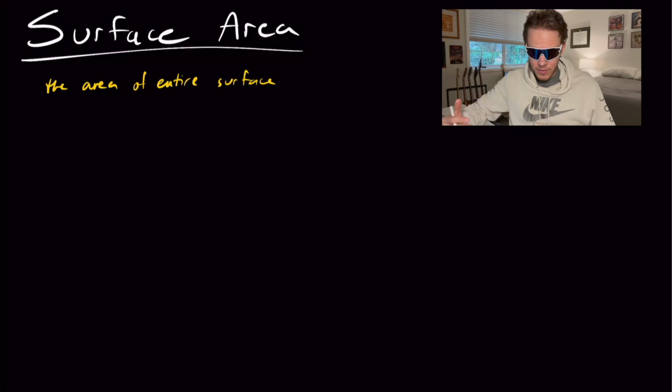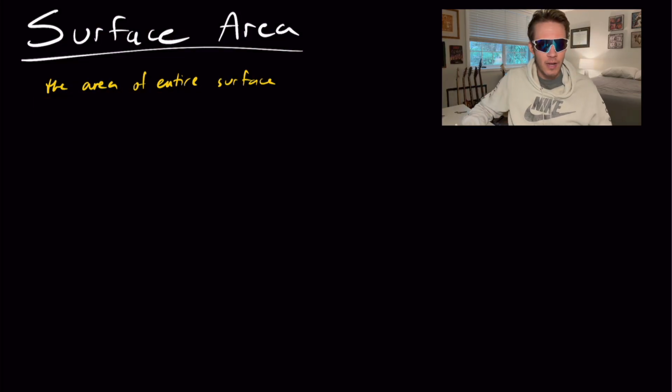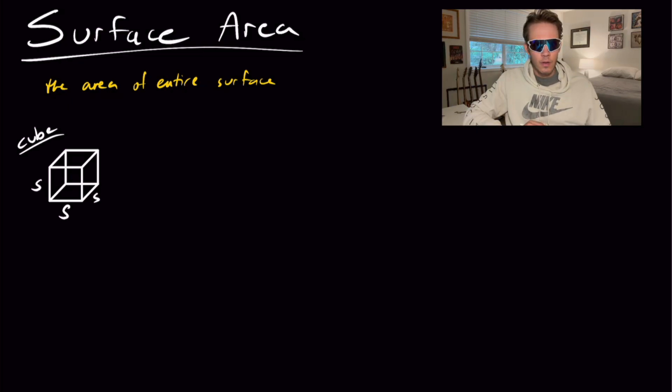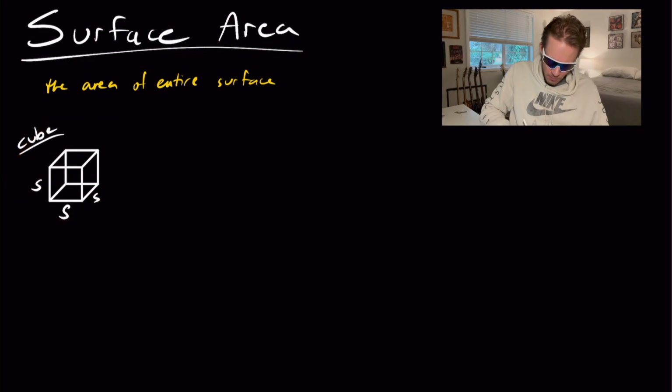All right, let's talk about surface area. As its name suggests, surface area is the area of an entire surface. So we're talking about actual 3D figures, right? And surface area is just take the area of all the different sides and add them up together. That's all it is.